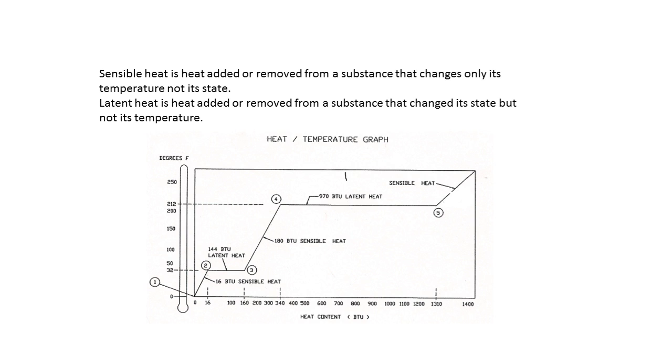An additional 180 BTUs of sensible heat is added to raise the temperature to its boiling point, 212 degrees Fahrenheit. Now this is important. It takes an additional 970 BTUs of latent heat to change the water to a vapor, which is steam.